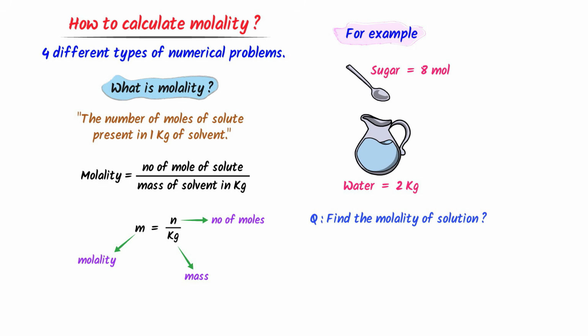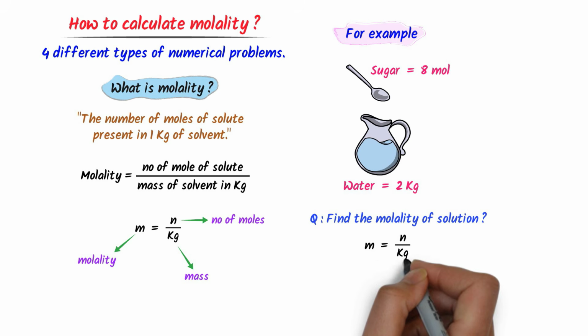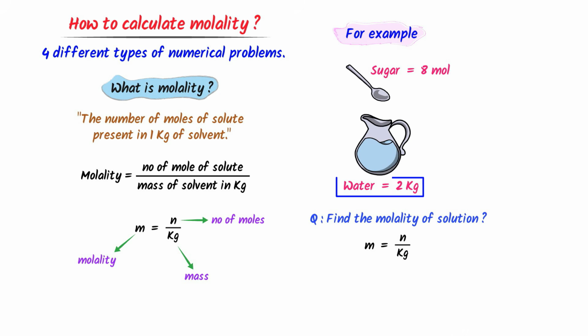According to the equation, m is equal to n upon kg. I put these values in this equation. I write m is equal to the number of moles of a solute or sugar, which is 8 moles, upon the mass of water, which is 2 kg. After calculation, I get 4 mole per kg. Hence, the molality of this solution is 4 mole per kg.